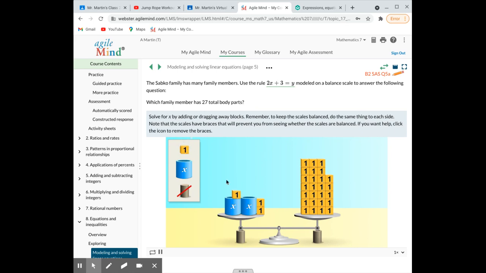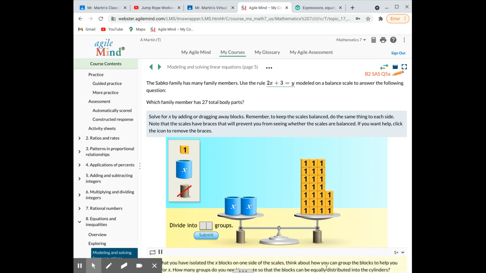What? There we go. I don't know why it keeps doing that. What in the world? Did I get rid of 3 on this side or just 2? Just 2. All right, let's get rid of 1 more.